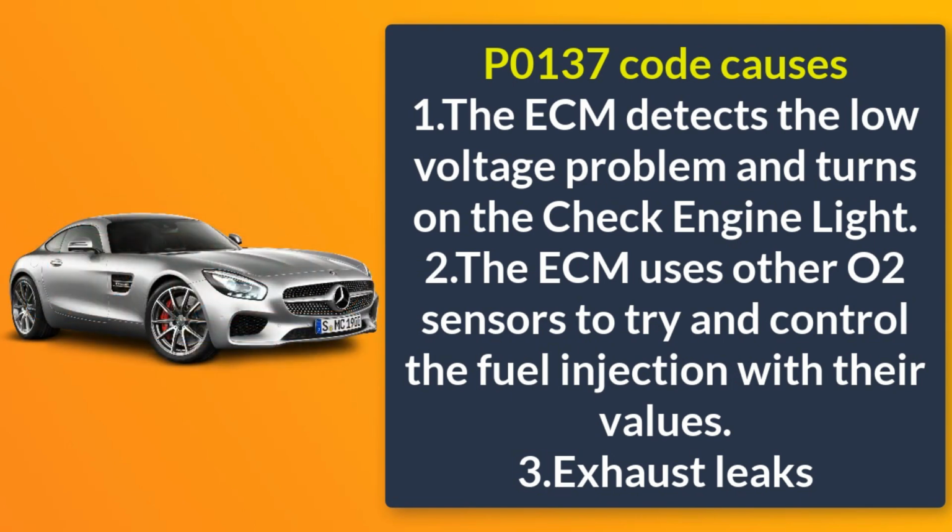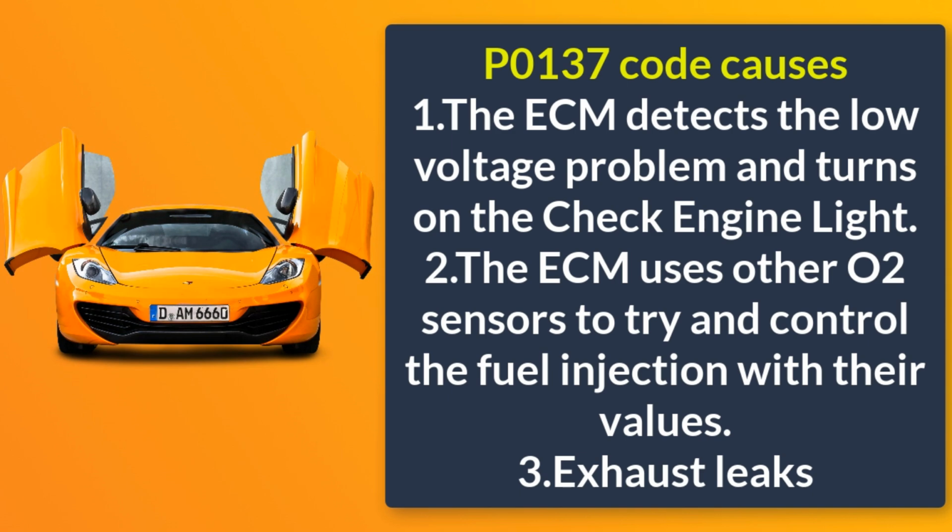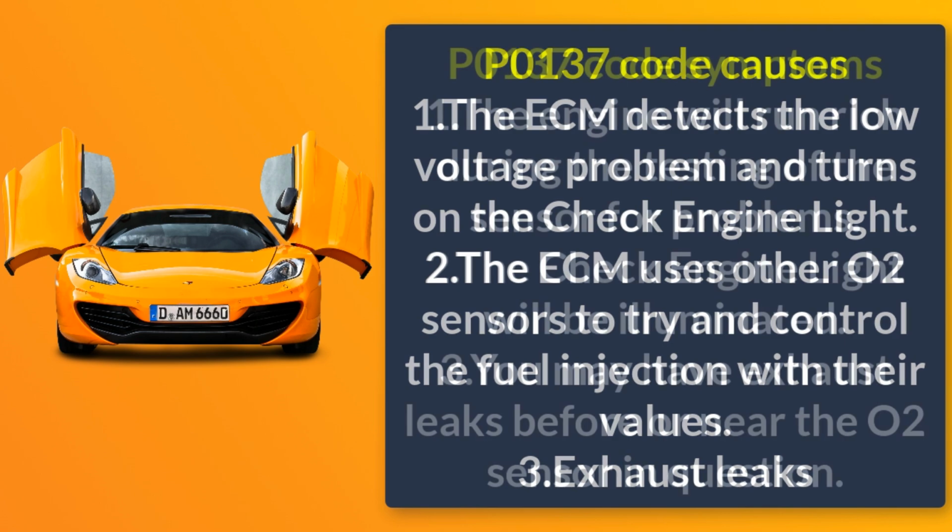The first thing is the ECM detects the low voltage problem and turns on the check engine light. The second thing is the ECM uses the other O2 sensor to try and control the fuel injection with their values. The last thing is exhaust leaks.